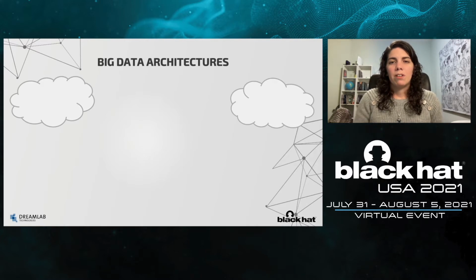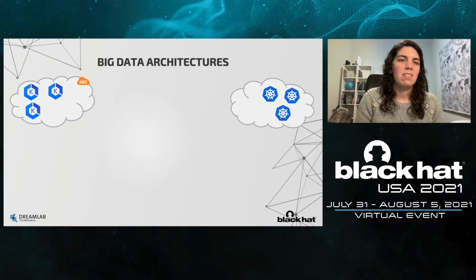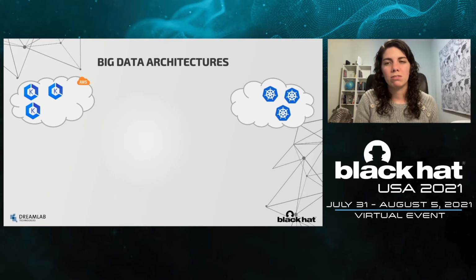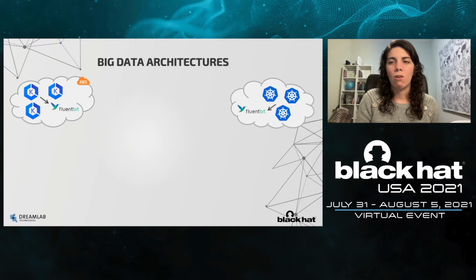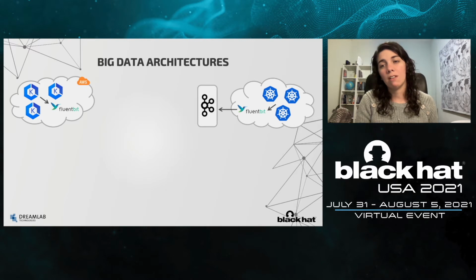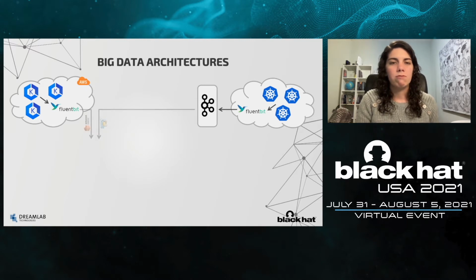So let's see an example of a real big data architecture. Here we have 2 different clouds, one in AWS and another one in any other cloud provider. So both are running some Kubernetes clusters that are serving different applications. So we want to store and analyze the logs of these applications. For that we will use Fluent Bit to collect all the application logs and write them to Kafka for the first cloud, and stream them using Flume and Kinesis to an on-prem Hadoop cluster.